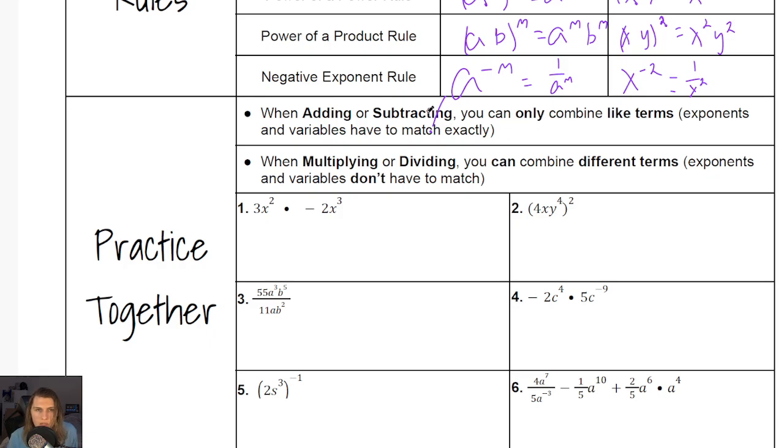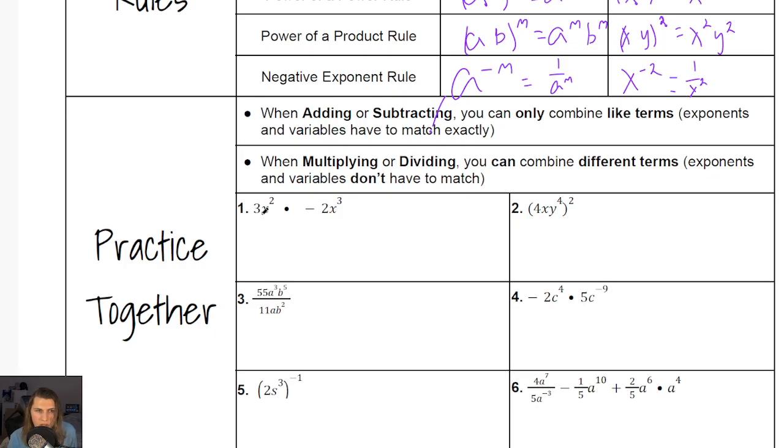So some of the rules that we need to know: when adding or subtracting, you can only combine like terms. So exponents and variables have to match exactly. When multiplying or dividing, you can combine different terms. Exponents and variables don't have to match.